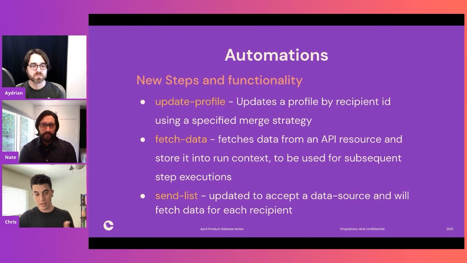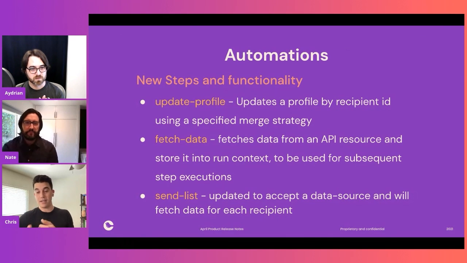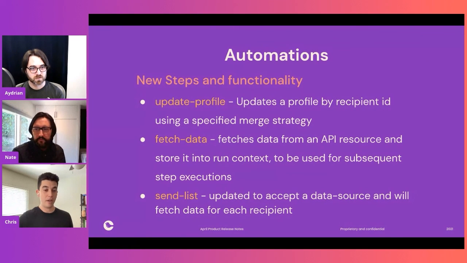And similarly, in the send list step, we added functionality for a data source property that does the same thing, but this way it could be targeted per recipient. So you could fetch some data from a URL and that data will be specific to the recipient, and we'll use that data to send them a very targeted notification for that recipient.